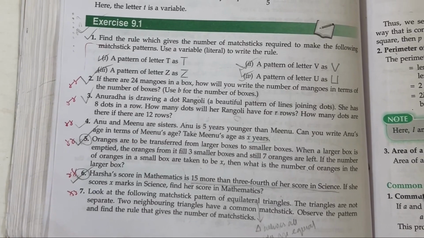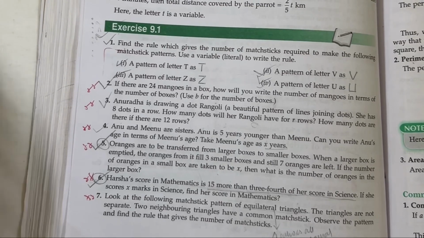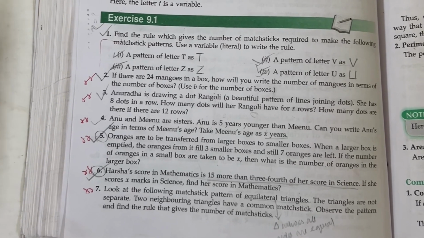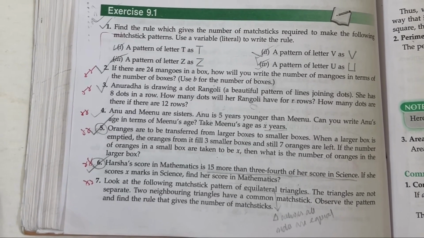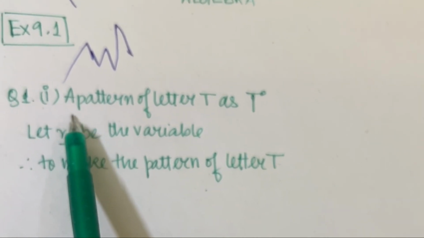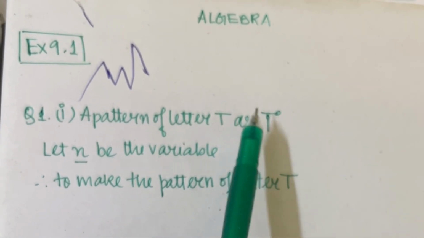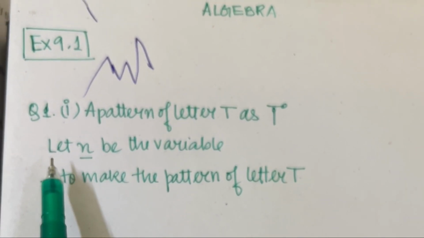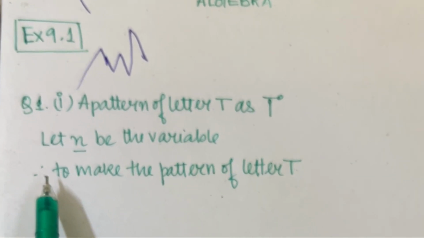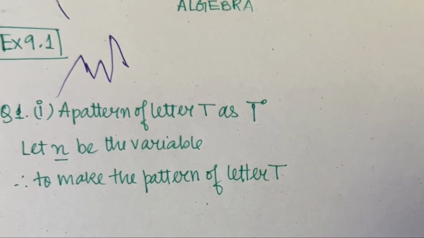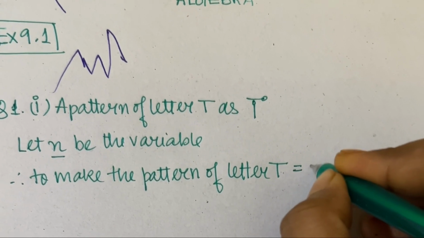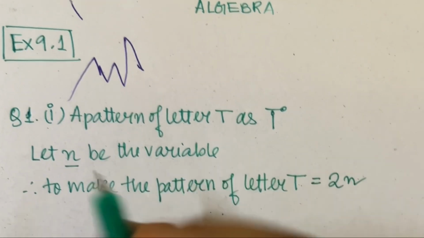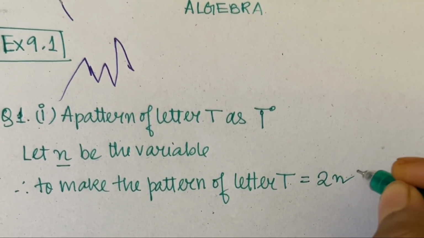So we directly start with the exercise of this chapter, where the first sum tells us that we need a variable to form the patterns that are given in each side. The first sum says that we need to make a T with the matchsticks. So the first variable that we take is, let n be the variable. Therefore, to make the pattern of letter T, we write 2n. The reason being, 2 matchsticks are required and n is the variable, therefore it is 2n.